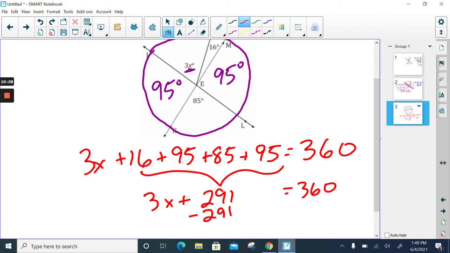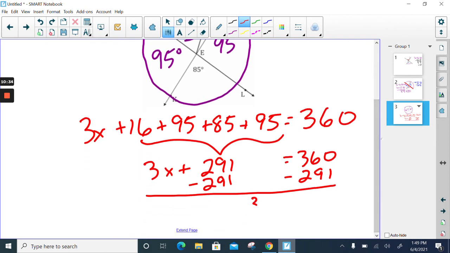minus 291. If you have not seen the pattern yet, you will see it in just a moment. 3x equals 69 degrees. Once again, that entire angle divided by 3. X is once again 23. Three different ways to solve this problem. You must look at what angle relationships you have, and whatever you notice, there is a way of figuring out this problem.